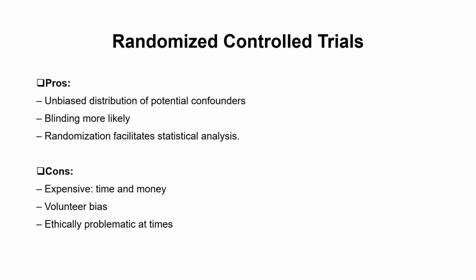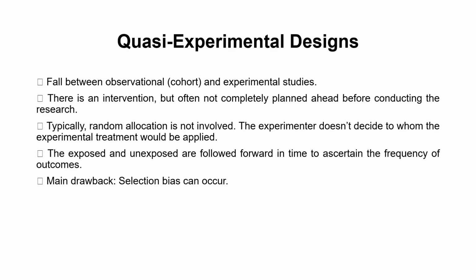The pros: there is unbiased distribution of potential confounders. There is blinding. There is randomization, which facilitates the statistical analysis. The cons: they are expensive. They need time. They need money. Also, there are volunteering biases. Sometimes patients will volunteer for the study, and these patients who volunteer may be more likely to have, for example, severe disease or worse outcomes. So sometimes there will be volunteer bias, and they are sometimes ethically problematic.